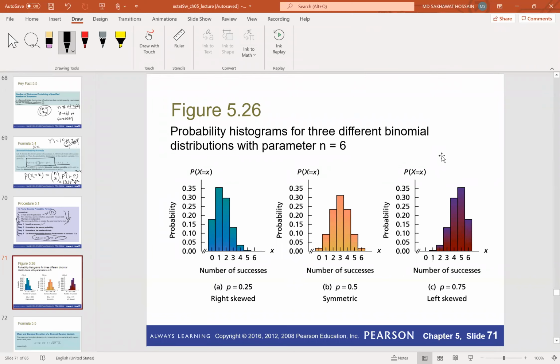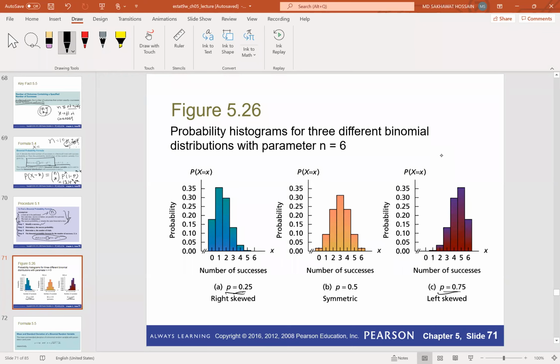If p is equal to 0.25, that means the probability of success is low. And p equal to 0.5 means the probability of success and probability of failure are the same, a 50-50 chance. And here p is equal to 0.75, which means the probability of success has a higher chance, right?